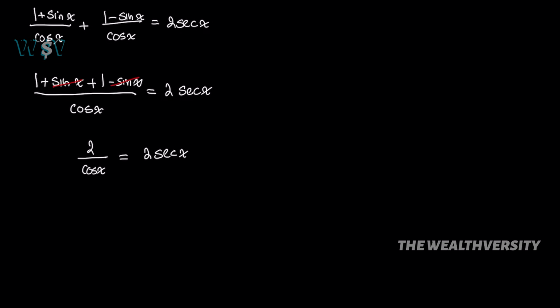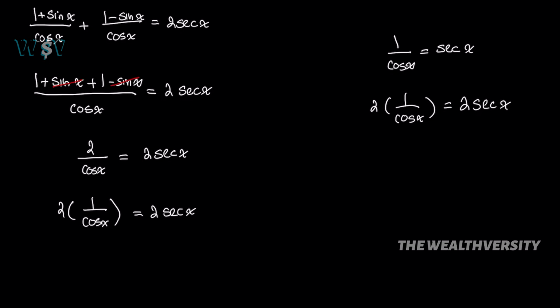1 over cos x is equal to secant x, but 2 times 1 over cos x is equal to 2 secant x, since no matter what the identity is being multiplied with, it stays the same and keeps the coefficient it's being multiplied with. This leaves us with 2 times secant x is equal to 2 times secant x, and since left side equals right side, this identity has been proven.